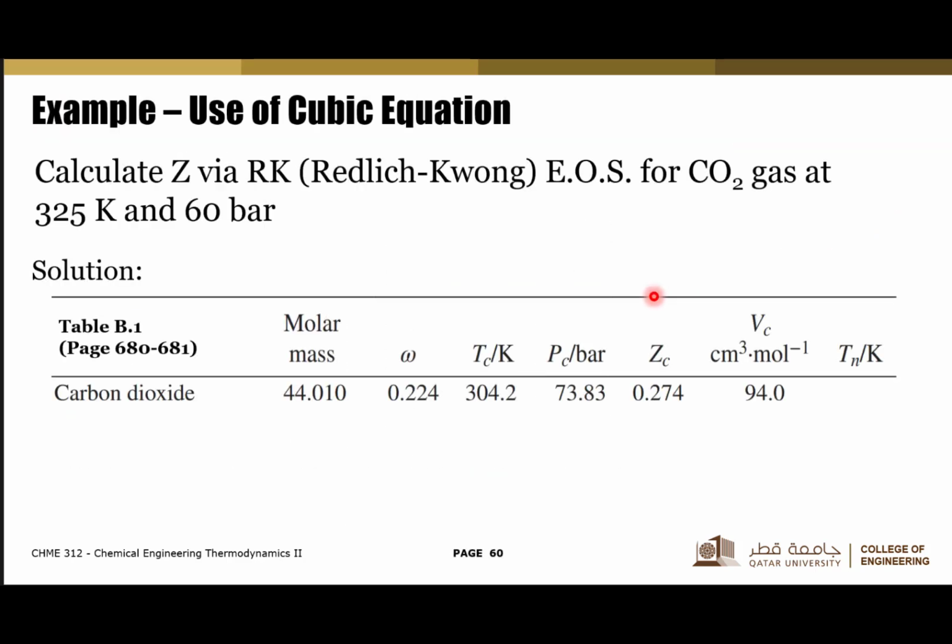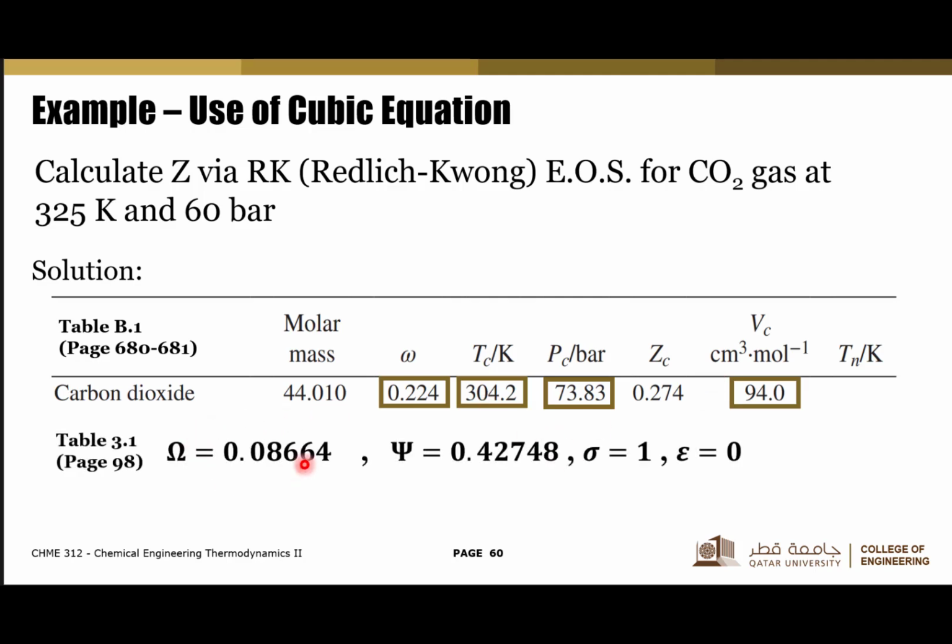So now we go to the solution to find the equation of state for CO2. We need to figure out what the acentric factor is, what's TC, what's PC, so we can plug it into the equation. So we go to table B.1, we find the values, and then we take from table 3.1, which we saw earlier in the slides, what's the omega factor, what's the psi factor, what's sigma, and what's epsilon. For what? For the RK equation of state. So these are specific for RK. These are specific for the material that we're using.